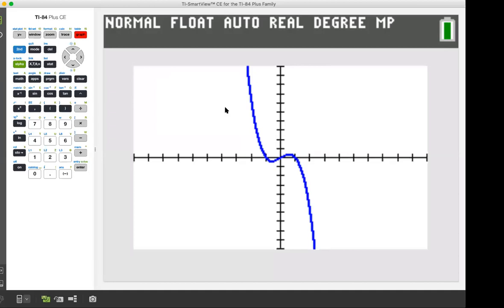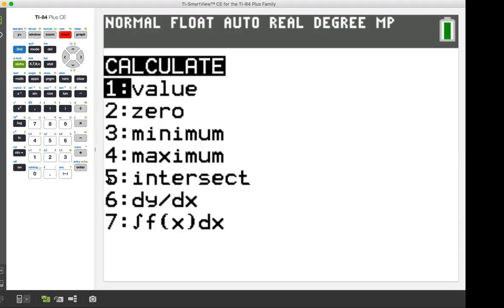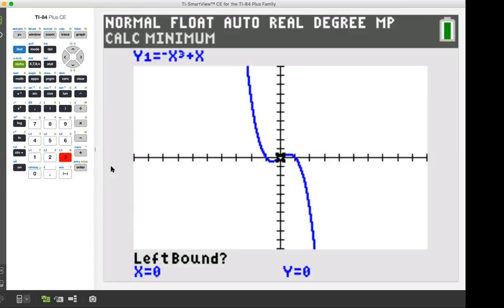So from last year, using the calculator, how do I find a max or min value in the calculator? You hit second trace. Yeah, so go to second trace. And then, Peter, which one do you want to find first? We'll go with minimum. So we hit number 3. There's my little blinking buddy.